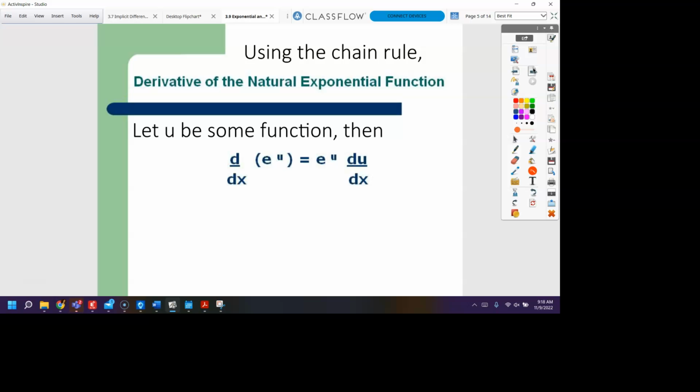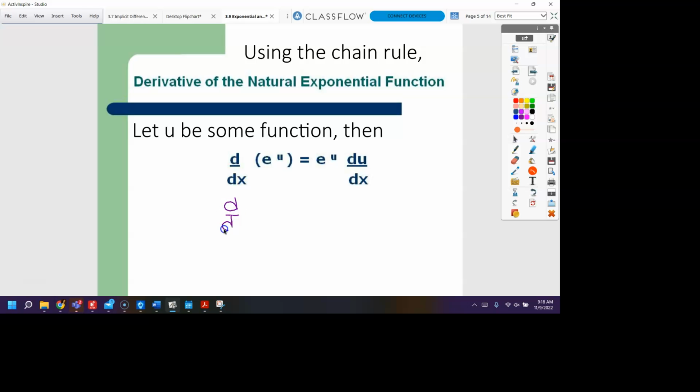What happens though if that power, the e to the x, is being raised to something other than x? Well, what's nice is the derivative is still e to the u. However, we have to also then multiply by the derivative of u. So it's sort of like a combination power rule, chain rule, mixed together to make this like new rule.